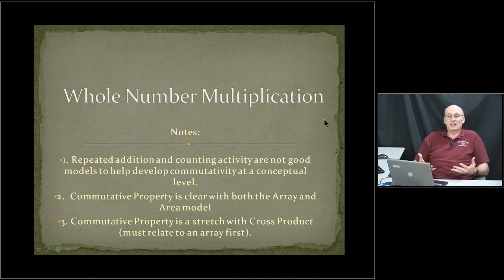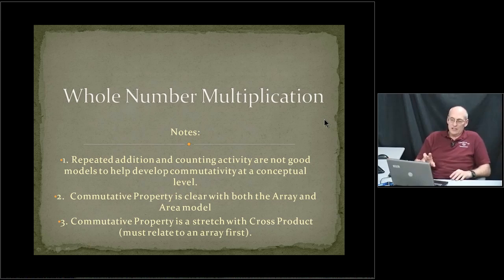Even though the counting activity is important, it doesn't lend itself to kids understanding commutativity, that 5 groups of 3 is going to give me the same answer as 3 groups of 5. That just doesn't happen, and we'll model that in class so you can see how counting or repeated addition doesn't help. However, commutative property is really clear.